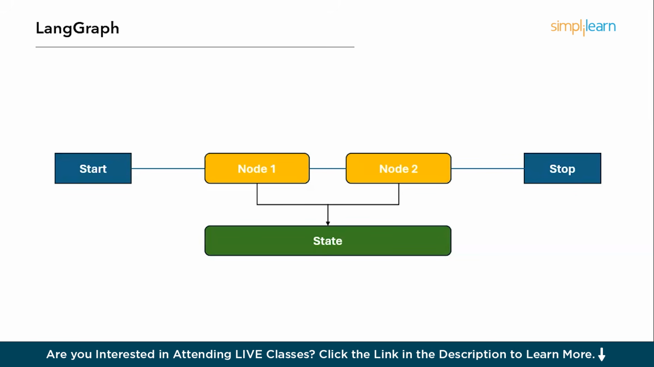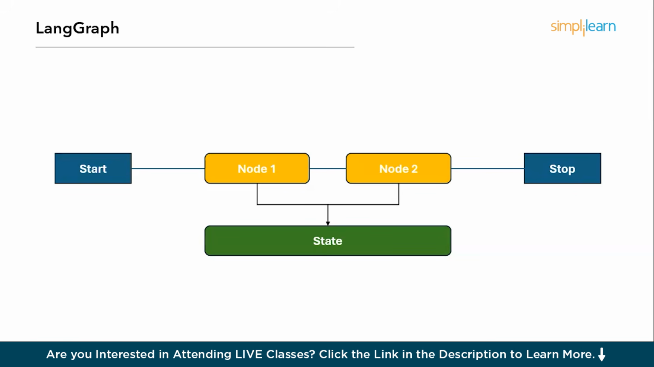Now, the next one is nodes. You can have one node or also multiple nodes. These nodes are individual components or actions that execute LLM calls, run functions, or interact with external tools. Now, let's go to the third part, which is edges. Edges are nothing but connections between nodes that define execution flow.